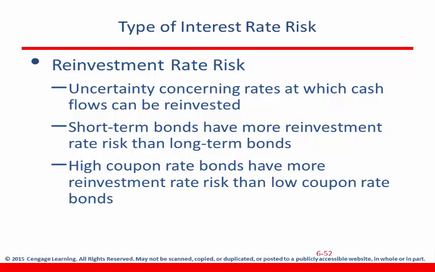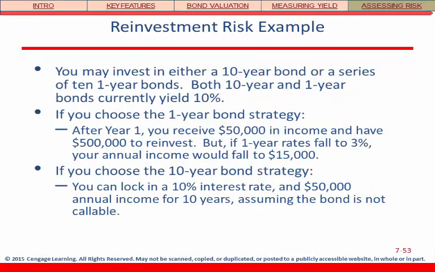Okay, so let's take a look at our scenario with our $500,000 lottery win. Now, you've got two options here. You may invest either in a 10-year bond or a series of 10 one-year bonds. Both 10-year and 1-year bonds currently yield 10%. So if you choose the first strategy, the 1-year bond strategy, or I guess I should have said the second strategy, but if you're going to choose this 1-year bond strategy, after year one, you receive $50,000 in income and have $500,000 to reinvest. In other words, you're just taking the interest you get for that year.